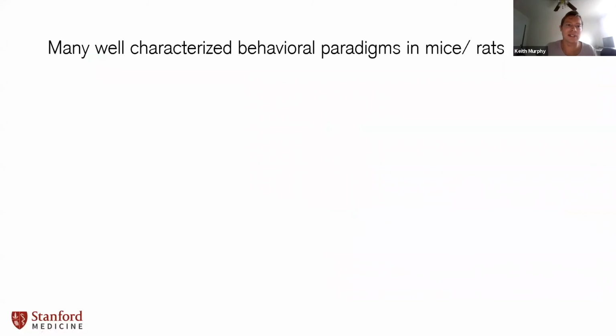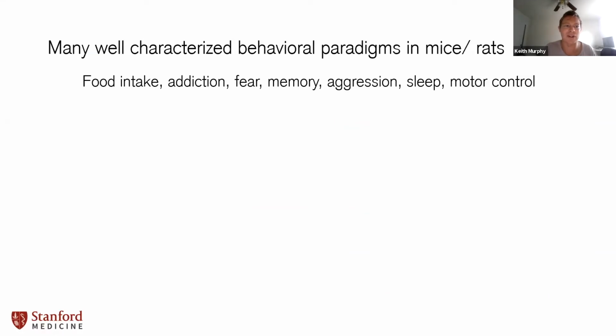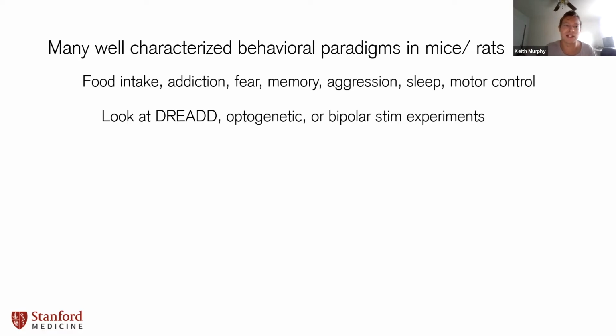Oh, okay. So here's where we can intro into Kim's really interesting lecture that's coming up. There are many well-characterized behavioral paradigms in mice and rats. We showed some of the tracking earlier, and that's why Kim and I love to use them. They're really good for monitoring food intake, addiction, fear, memory, and so on. They have all these complex behaviors that are really tractable for human translation. And they also have a huge amount of tools available.